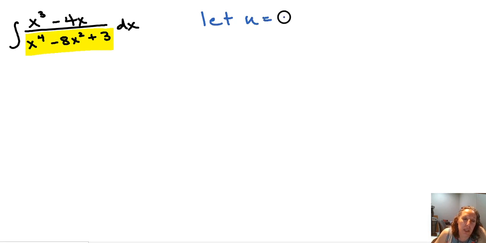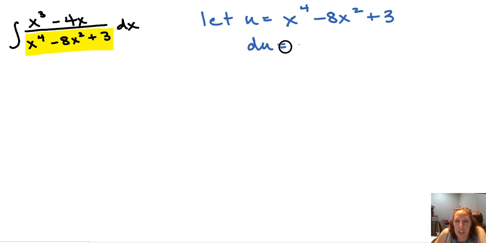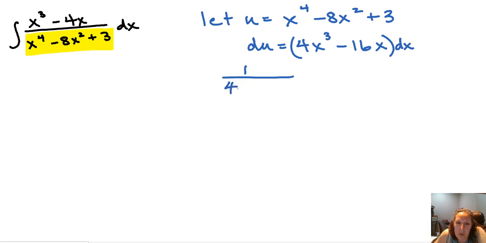So we're going to let u be x to the 4th minus 8x squared plus 3. So our du is 4x cubed minus 8 times 2 is 16, x to the 1st, and the derivative of 3 is 0. Multiply that by our dx. I don't see anything exactly like that, so I'm going to go ahead and move that to the other side. So we'll get 1 over 4x cubed minus 16x times du equals dx.